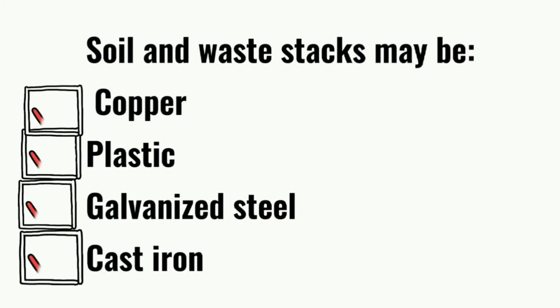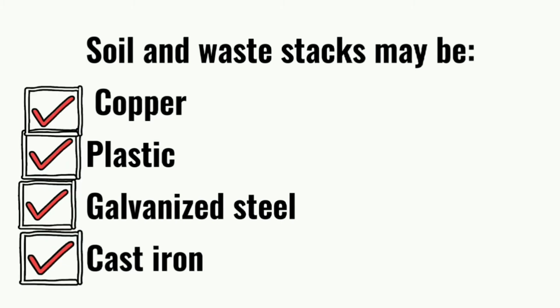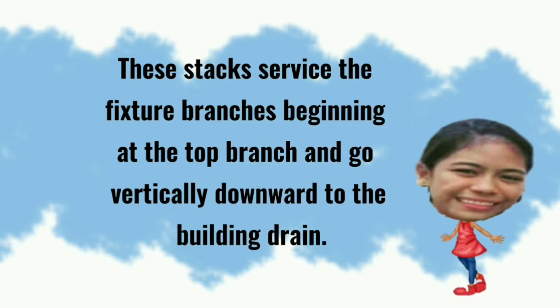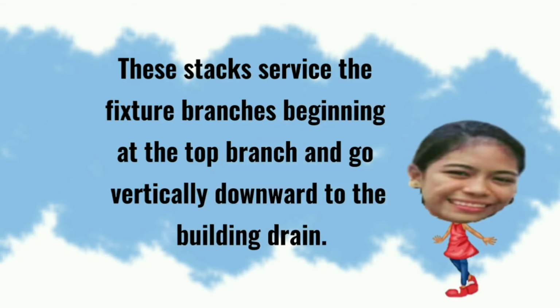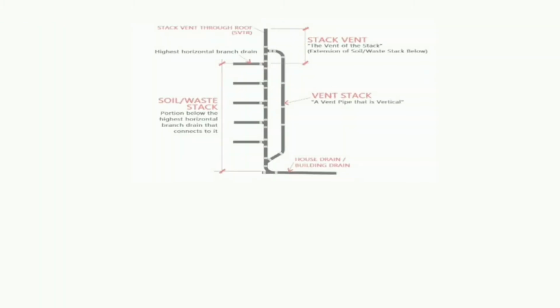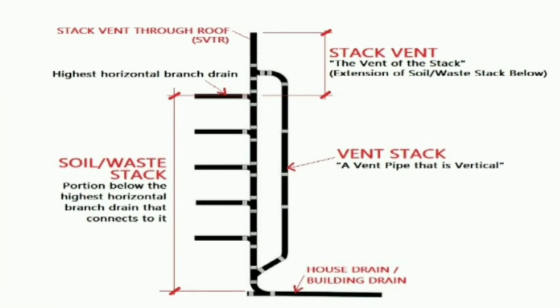Soil and waste stacks may be copper, plastic, galvanized steel, or cast iron. These stacks service the fixture branches beginning at the top branch and go vertically downward to the building drain. So the diagram shows how the stacks work from the stack vent through the roof downward, or vertically, to the house drain or building drain.